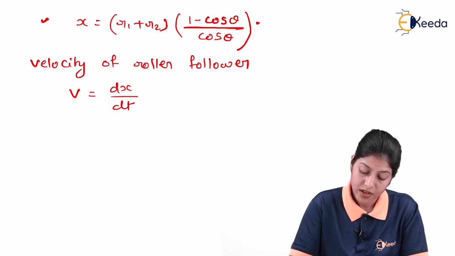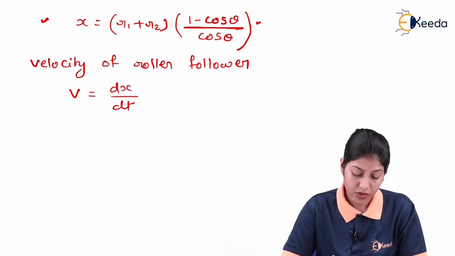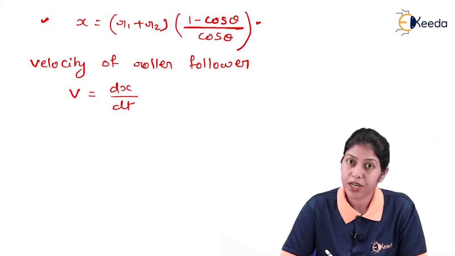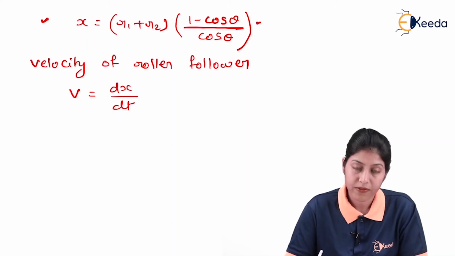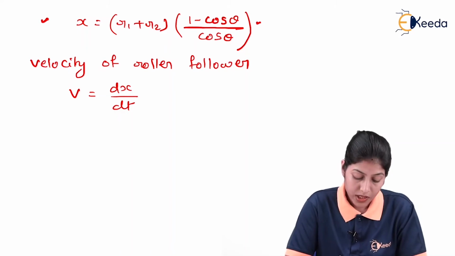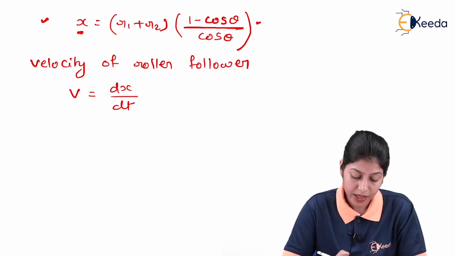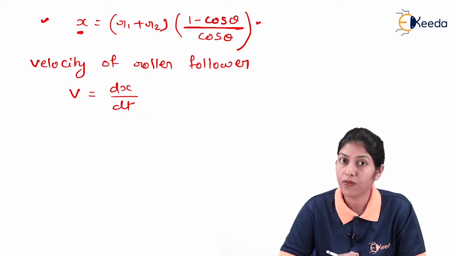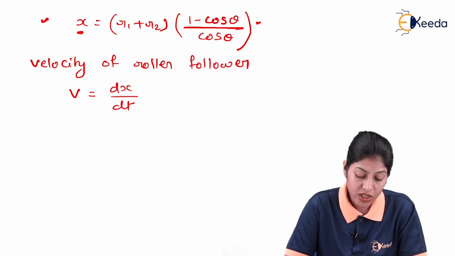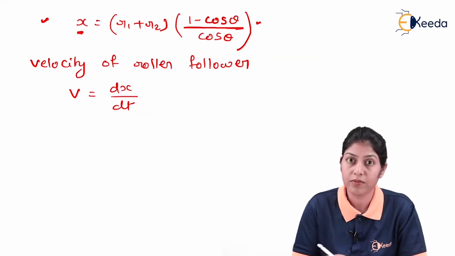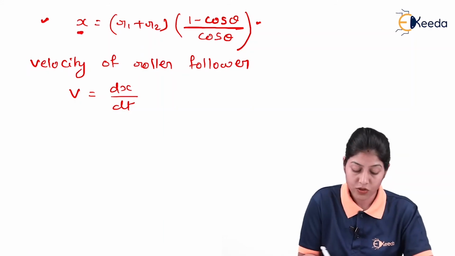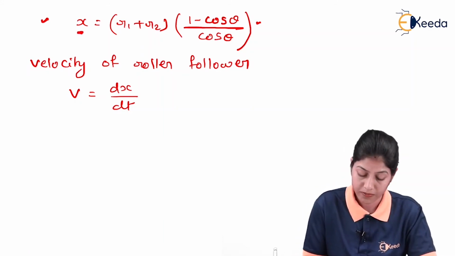If we have the value of displacement x, and we differentiate this displacement with respect to time, we can define the velocity, because this displacement is happening in a particular time period. So the change in displacement with respect to time defines the velocity. So the velocity of the roller follower will be dx by dt. If we differentiate this term, we can get the expression for velocity.